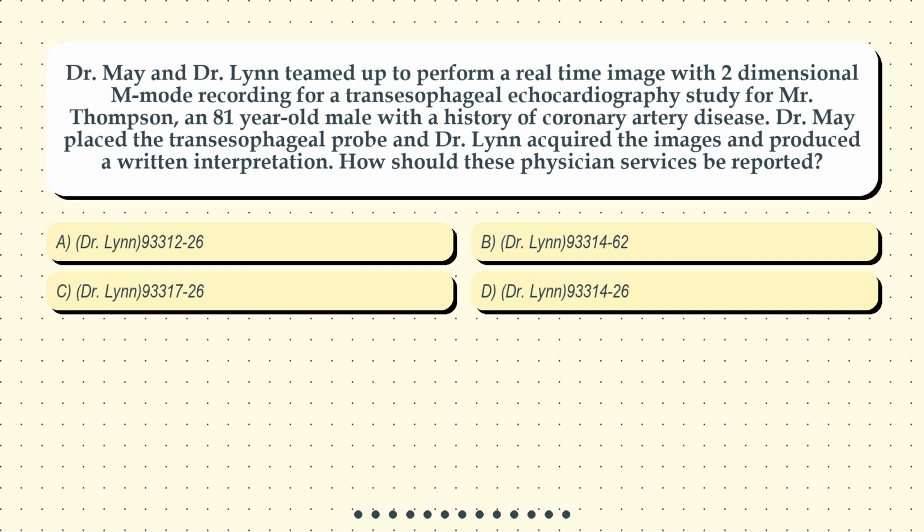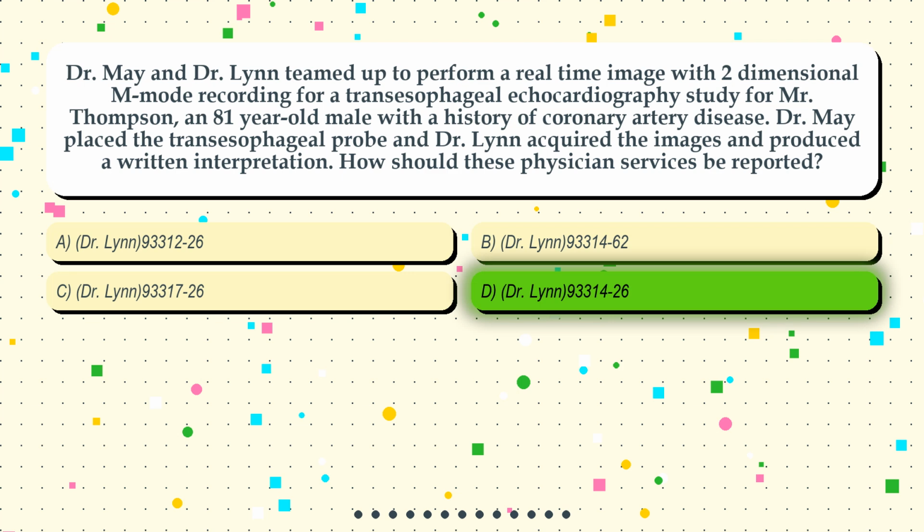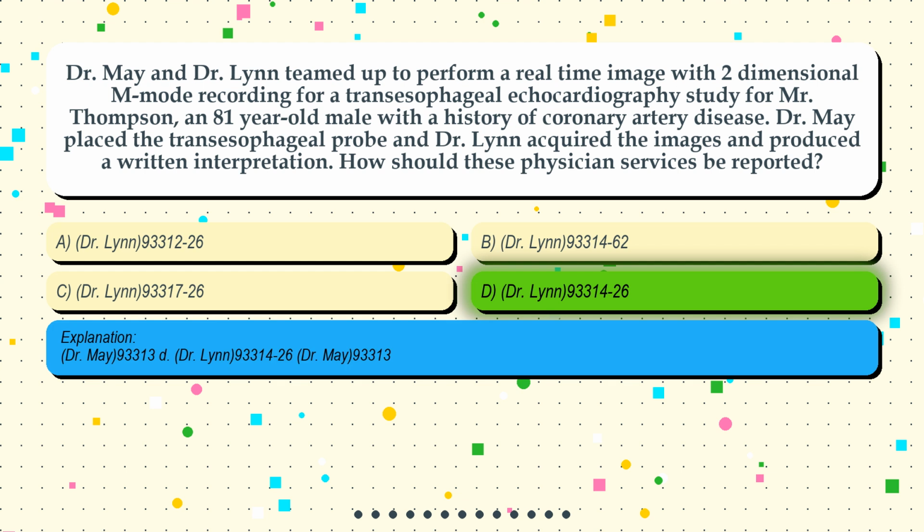Option A, Dr. Lin, 93312-26. Option B, Dr. Lin, 93314-62. Option C, Dr. Lin, 93317-26. Option D, Dr. Lin, 93314-26. The correct answer is option D: Dr. Lin, 93314-26, Dr. May, 93313. Dr. Lin, 93314-26, Dr. May, 93313.